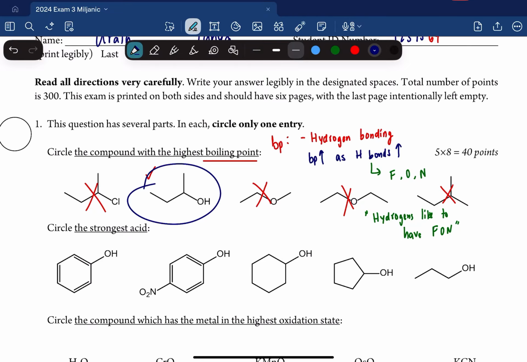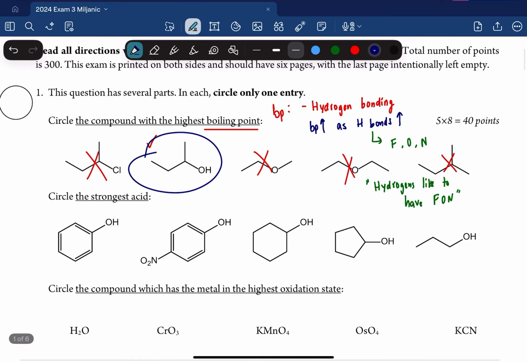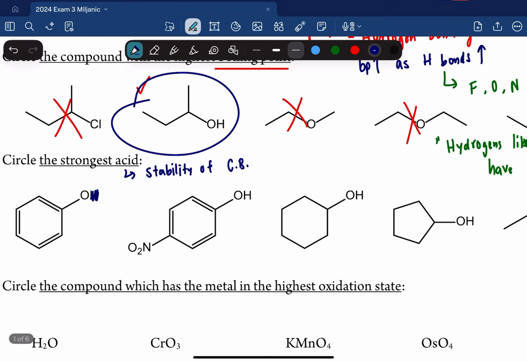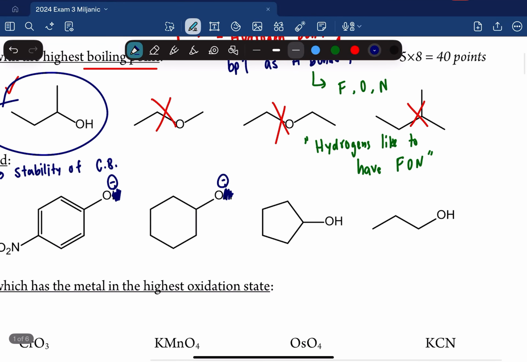Okay, so jumping to the next question, it asks, circle the strongest acid. So for this, when you see the word acid, you want to go ahead and note that they're asking about the stability of the conjugate base. So the easiest way to do this is you just remove the hydrogen and put a minus. And then you can compare all of these structures.